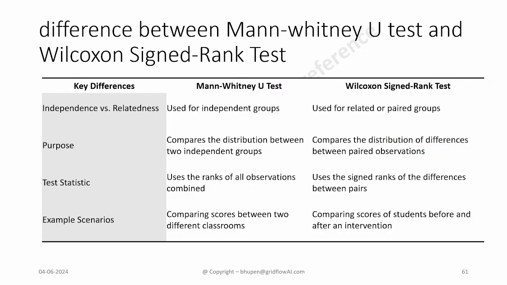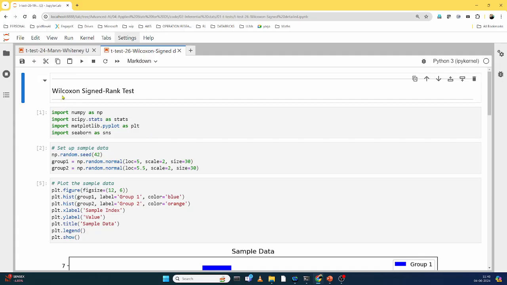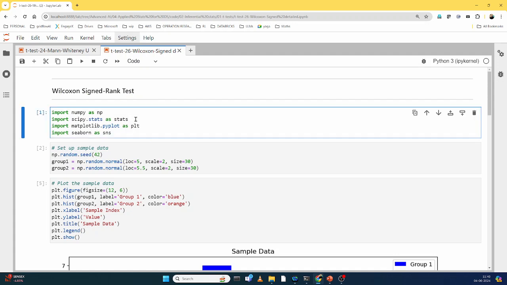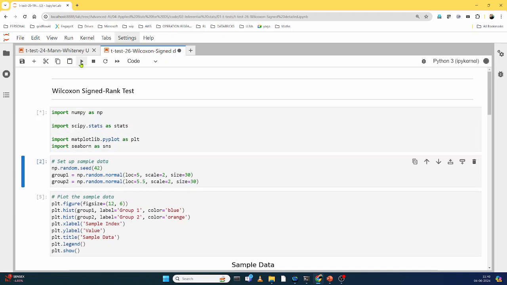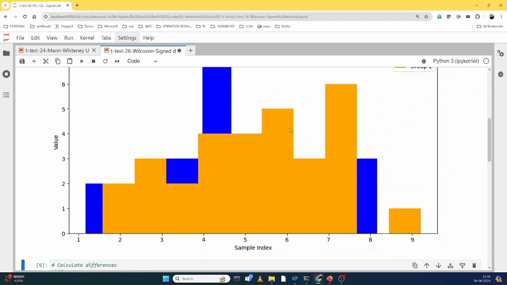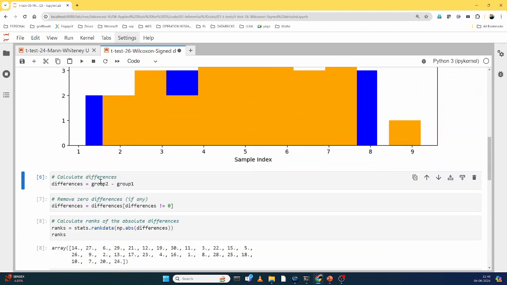Let's go over to the Python code and see how the Wilcoxon signed rank test is performed. So let's take a look at the Python code. Again, SciPy is the package. I'm going to generate some data here, and this is how the data looks. I'm not going to use a t-test on this data. Since this is paired data, I'm going to use the difference of the samples.